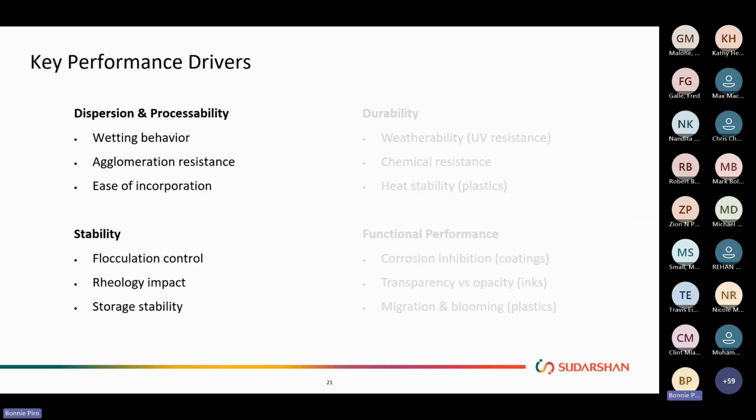So performance drivers. There are a number of areas to consider when selecting a pigment. And these 4 areas are key in doing those. So I have some examples in each of these areas. So from a dispersion and processability standpoint, you're going to have a poor dispersion if you can't wet the pigment well in the dispersion.